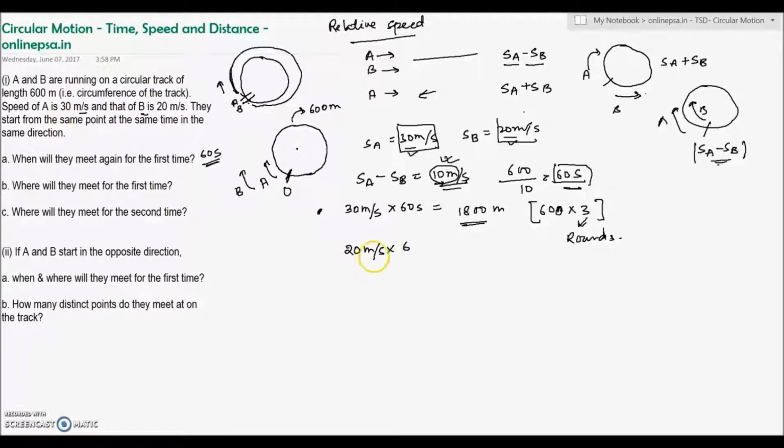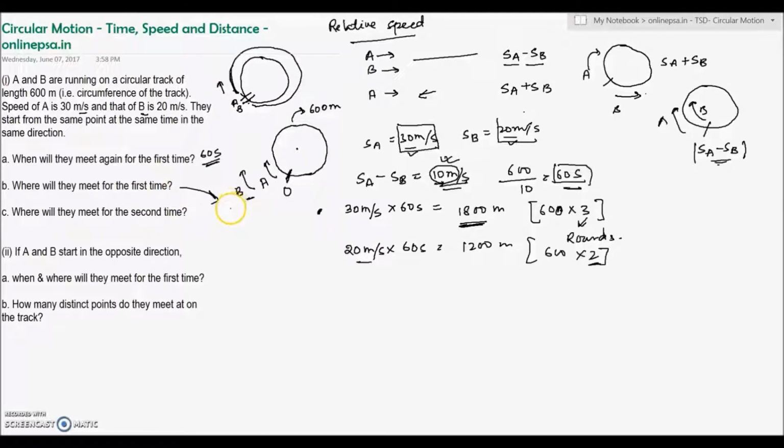B, if you just multiply speed of B with the time, you will get 1200 meters, which is nothing but 2 times the entire circular track. B has taken 2 rounds whereas A has taken 3 rounds, and that's when A catches up with B. So if you ask where will they meet for the first time, incidentally A, when it completes three turns, is back to point O.